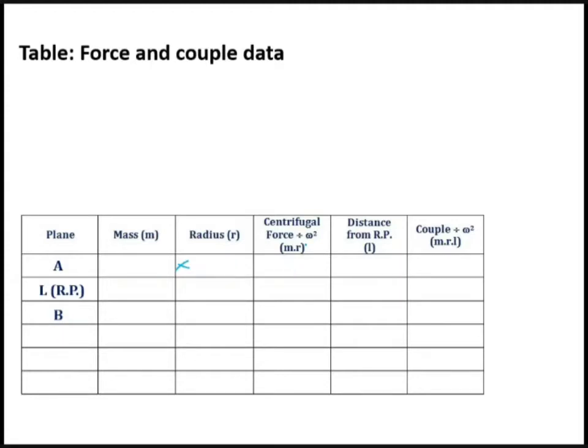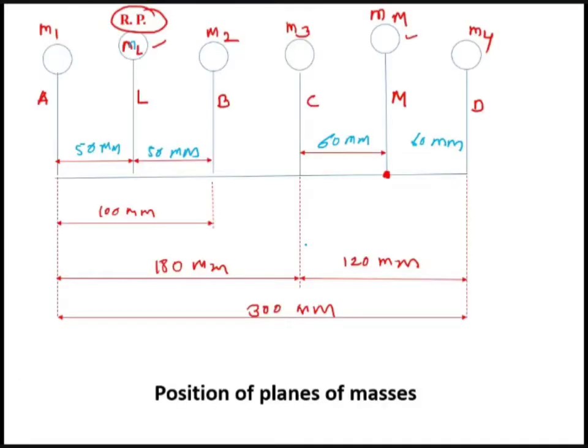Now for this I have to go back to this particular diagram. You can see that the distance of mass m1 from this reference plane is equal to this distance, that is 50 mm. This is nothing but L1, but it is to the left of the reference plane, so it is minus L1. Similarly, the distance of mass m2 from the reference plane L is also the same. This is L2, which will again be 50 mm. So 50 mm means 0.05 meter. You have to convert this.